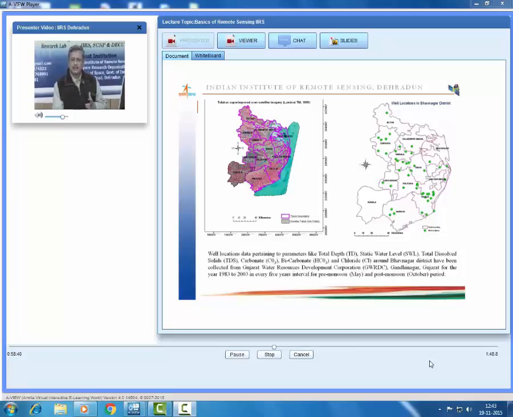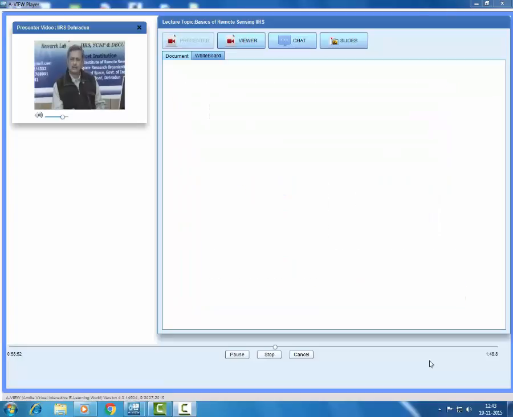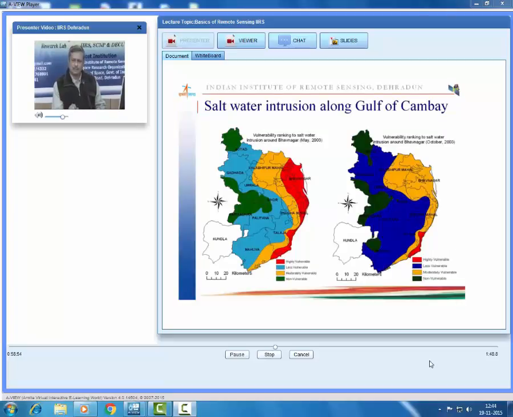Because, as I have told, the scenario will change, since after the shower a lot of fresh water will influx inside the aquifer, so the condition will be better. When we do some modeling study using the subsurface parameters and borehole data, you can generate a vulnerability ranking to saltwater intrusion around Bhavnagar city. This is the May scenario in 2003. The red one is highly vulnerable, the yellow one is moderately vulnerable, this is less vulnerable, and this dark green is the non-vulnerable region.